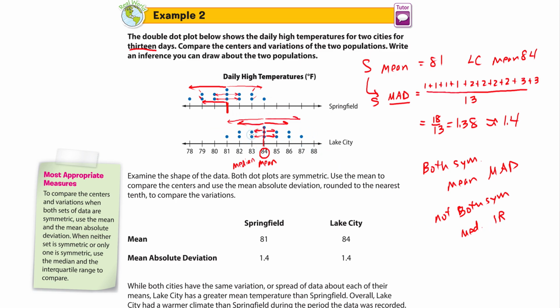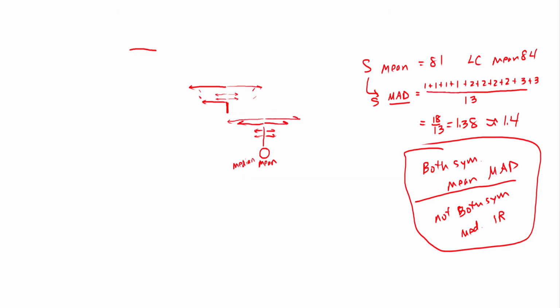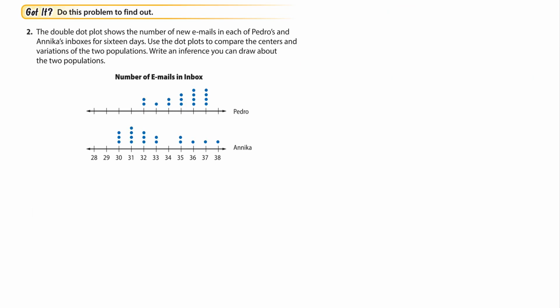So we'll have to actually list out some numbers and stuff to do that. So this kind of shows you what work you're going to be doing. So first thing you need to do is determine, are they both symmetric or not? And then that determines what arithmetic you're going to be doing. So let's take a look at an example that's not worked out for us and work through it.